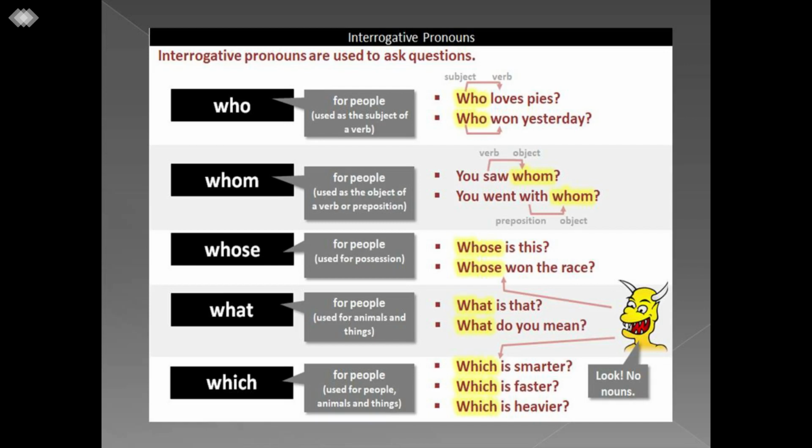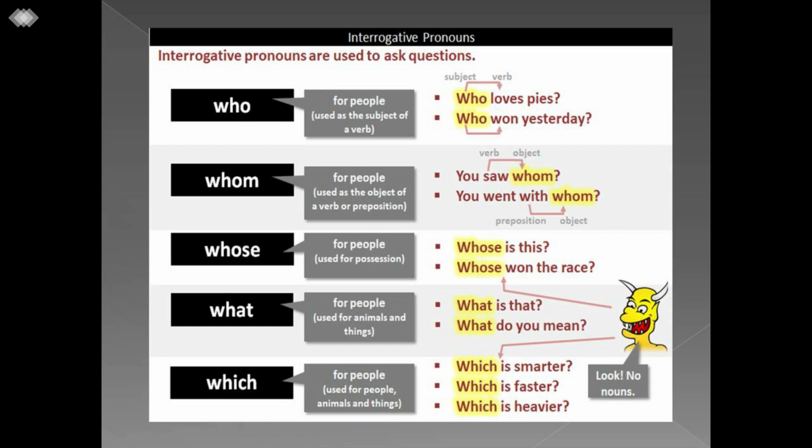Who won yesterday? So here the word who is used as a subject and it talks about the verb. Now whom. Whom is also used for people but it is used as the object of a verb or a preposition. You saw whom. You went with whom. So in the first sentence, whom is used as an object and it is correlated with the verb. And in the second sentence, whom is used as an object and it is correlated with the preposition.